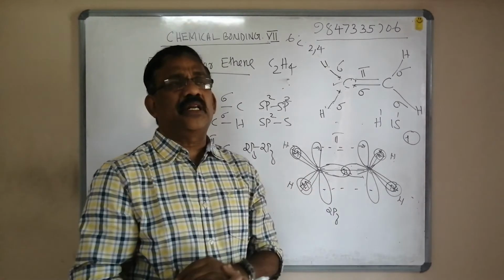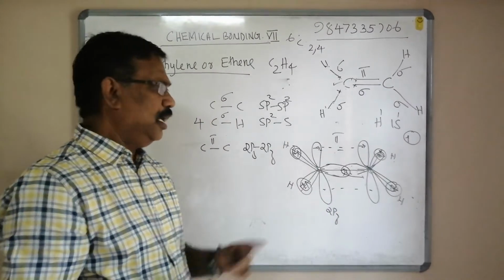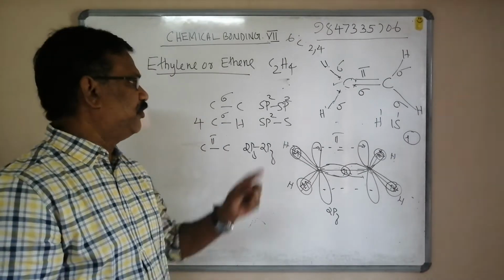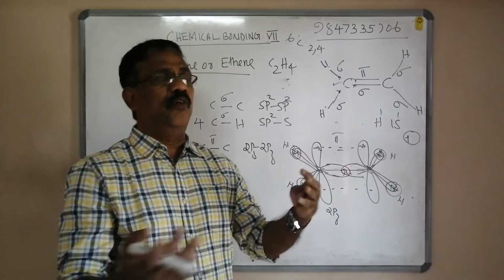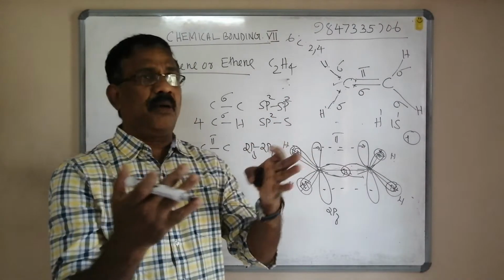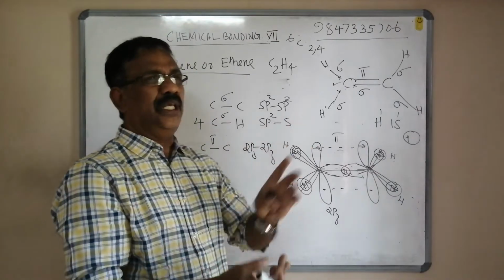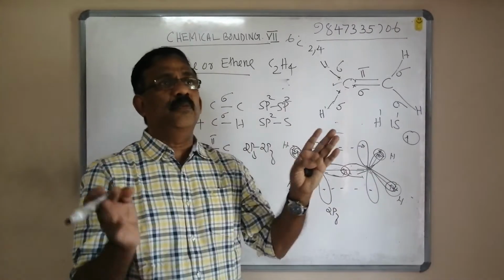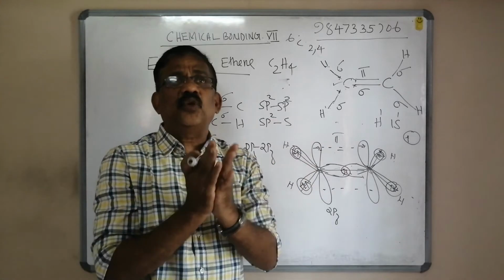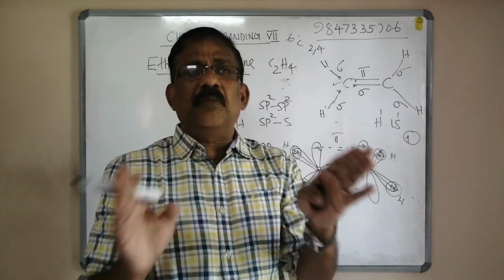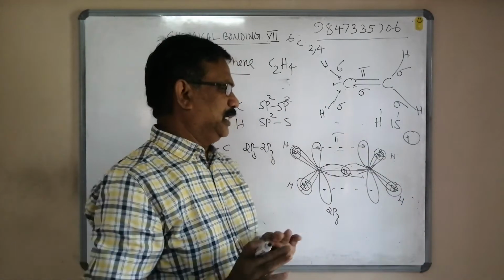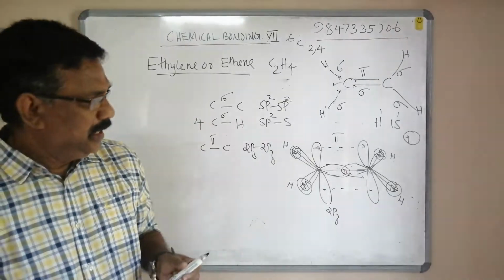Carbon atoms are under sp2 hybridization. The carbon-carbon sigma bond is formed by sp2-sp2 overlapping. The 4 C-H sigma bonds are formed by sp2-s overlapping, and the weak pi bond is formed by the sidewise overlap between the unhybridized or pure p orbitals. And this is about the ethene molecule.